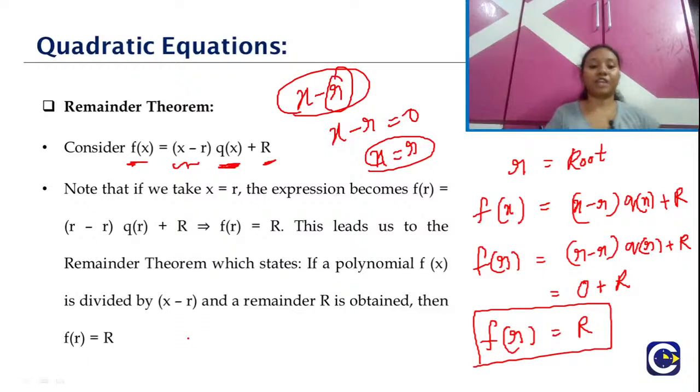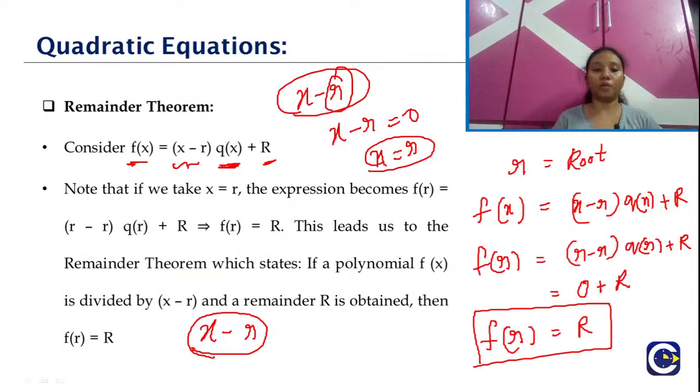That means if I have a divisor x minus r, by which I have to divide my given quadratic or any polynomial, and then I have to find the remainder, instead of doing that whole long division method, what can I do to get my remainder easily? I'll take this r value, this root value, the solution or the zero, and substitute it in the polynomial, and that corresponding value will be my remainder. It's as simple as that.